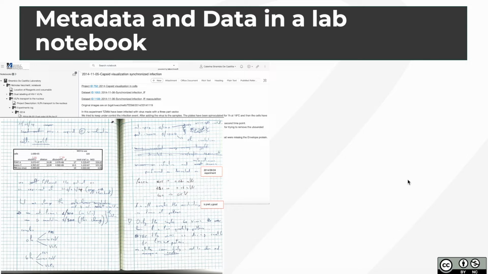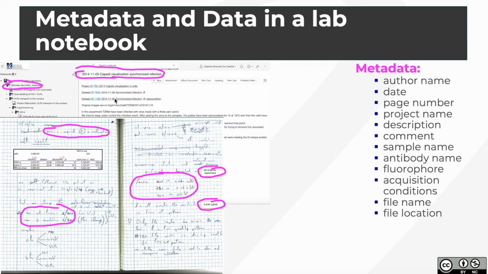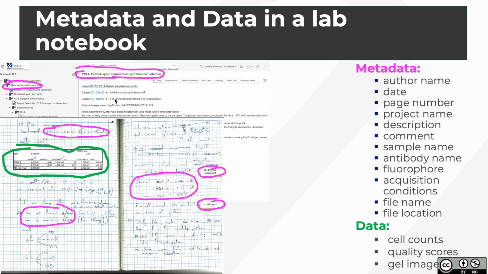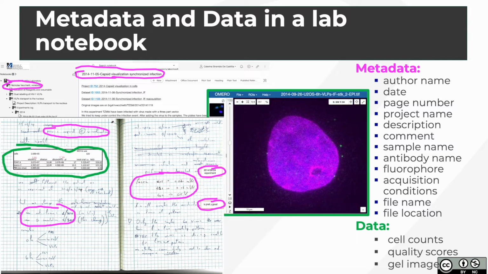To understand that, we can start by looking at a lab notebook. In a lab notebook, whether it is a paper lab notebook or an electronic lab notebook, we can find a mixture of metadata and data. In particular, what we're interested in here is one specific kind of data which cannot really be found in a lab notebook, but often is found in our file system, which is the image data. We know that images are data, but where can we find the metadata about the images?